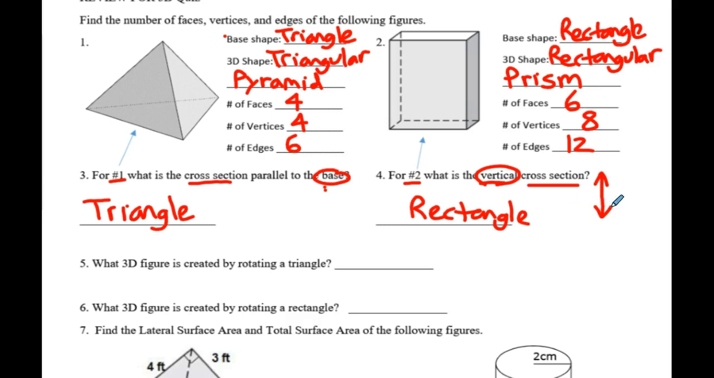We got to remember what happens when we rotate. So on number 5, what 3D figure is created by rotating a triangle? Remember, if you got a triangle and you rotate it, it makes a cone. But number 6, what 3D figure is created by rotating a rectangle? If you got a rectangle and you start rotating that, you get a cylinder.